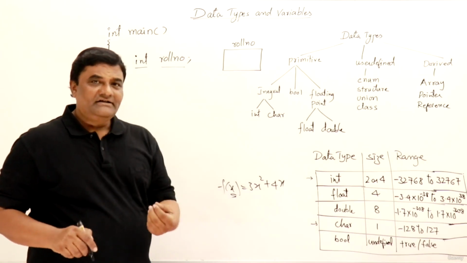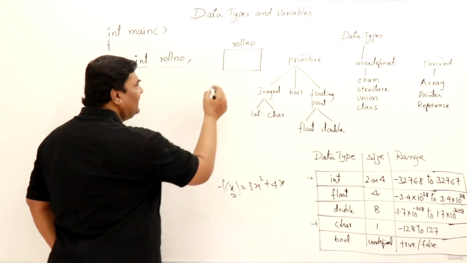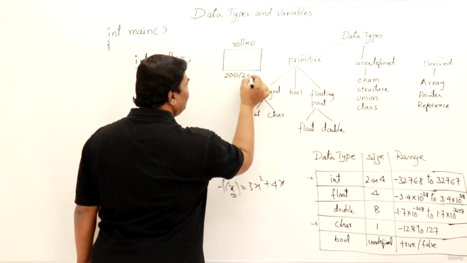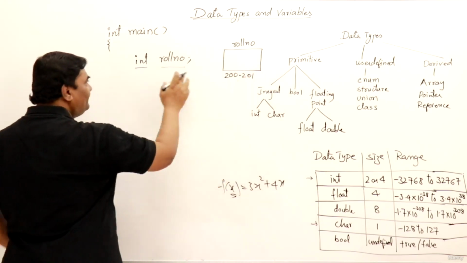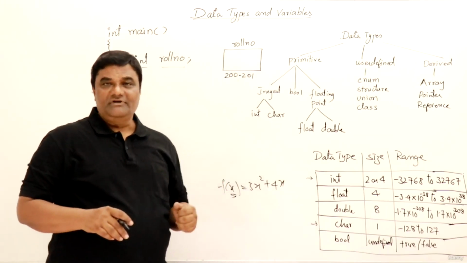And we know very well that every byte in the memory will have its address. So let us assume the address is 200. The next byte is 201. So these are 2 bytes actually, 200 and 201, in which any number you store, it will be stored in the memory at runtime of a program.